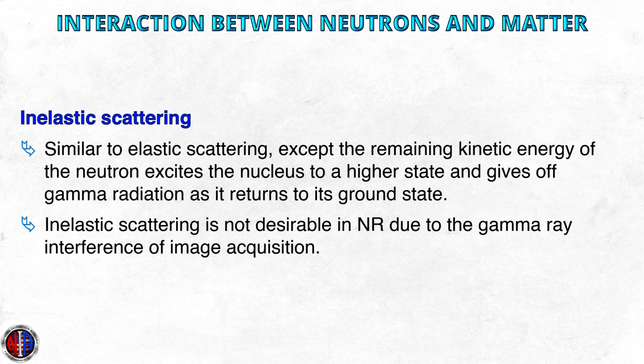Inelastic scattering. Inelastic scattering is similar to elastic scattering, except the remaining kinetic energy of the neutron excites the nucleus to a higher state and gives off gamma radiation as it returns to its ground state. Inelastic scattering is not desirable in neutron radiography due to the gamma ray interference of image acquisition.